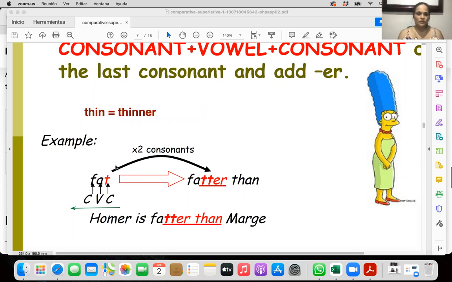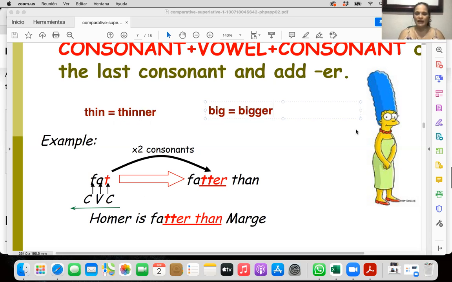We saw more examples. Besides thin, we saw the example big. It changed to bigger. We also mentioned that this happens because we have to double the consonant, because we have to be careful with the pronunciation of the word. Remember, if it had only one G, the pronunciation wouldn't be bigger, it would be biger. Or here, if we didn't have double T, the pronunciation wouldn't be fatter, it would be fater. So it's important.